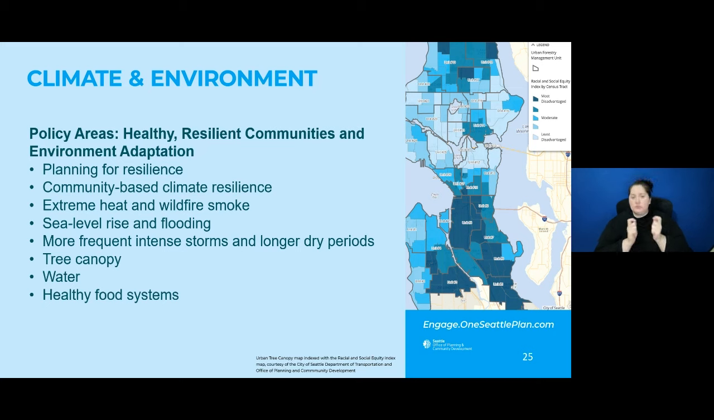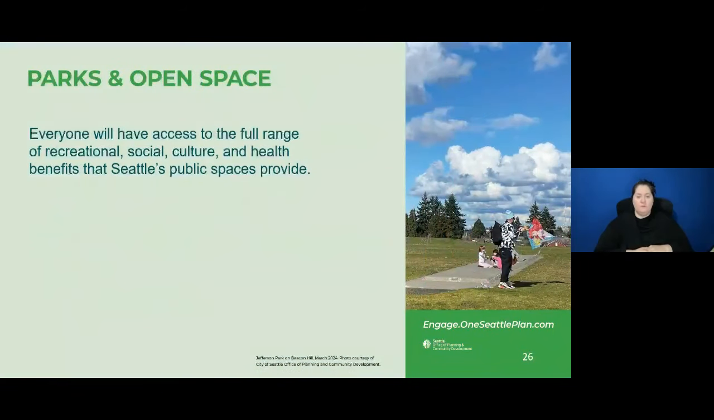Our water quality and quantity, and then healthy food systems. There's an entire section in climate and environment specifically about food. So you'll see many of the concerns asked about in that prior question are addressed in quite a bit of detail under the food system section in this element. And then finally, parks and open space.